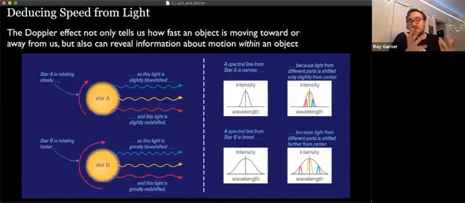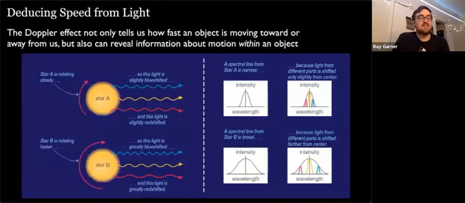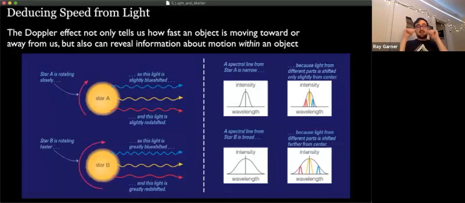The Doppler effect is also very useful because it tells us not only how fast an object is moving toward or away from us, but can also reveal information about the motion within the object. So this figure illustrates it beautifully. We've got star A and star B. Star A is rotating slowly. Star B is rotating faster.